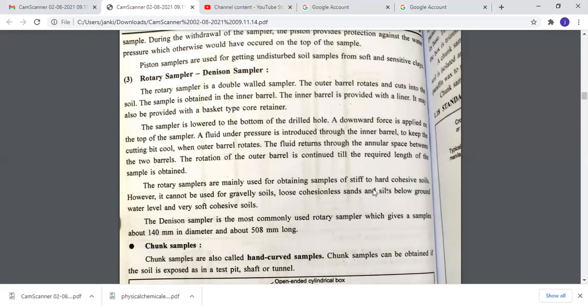Rotary samplers are mainly used for obtaining samples of stiff or hard cohesive soils. However, they cannot be used for gravelly soils, loose cohesionless sands, soils below the groundwater level and very soft cohesive soils. The Denison sampler is the most commonly used rotary sampler, which gives samples about 140 mm in diameter and about 508 mm long.